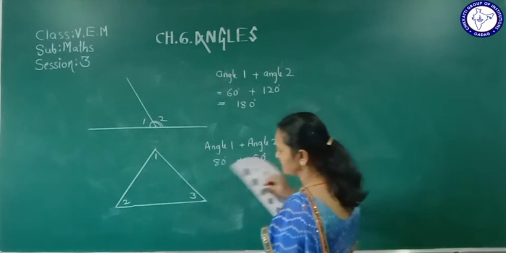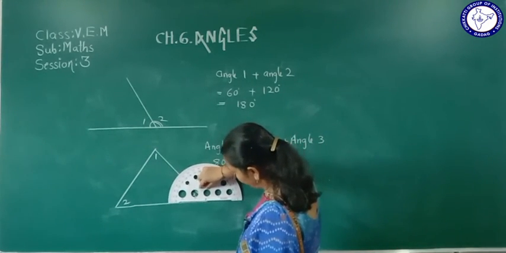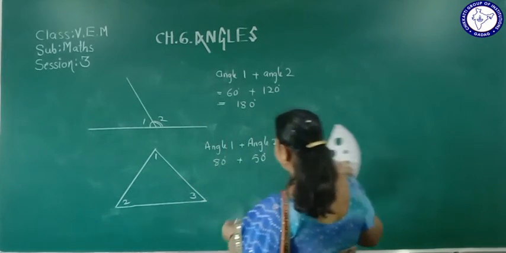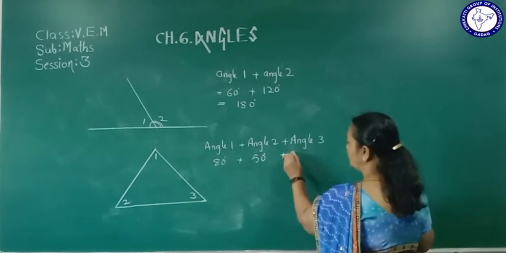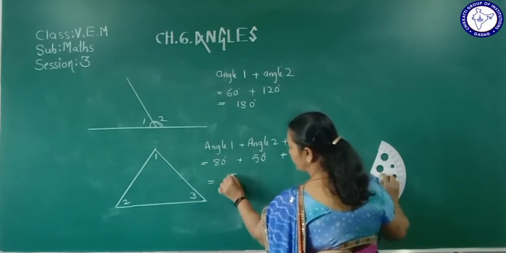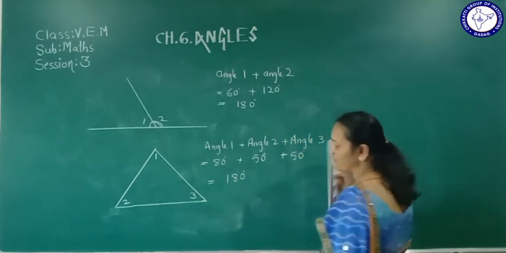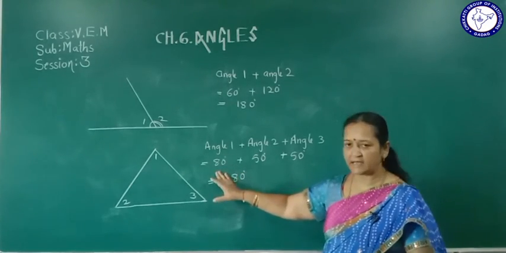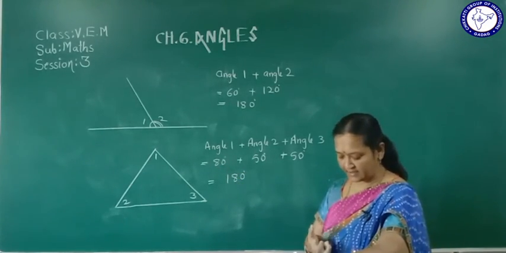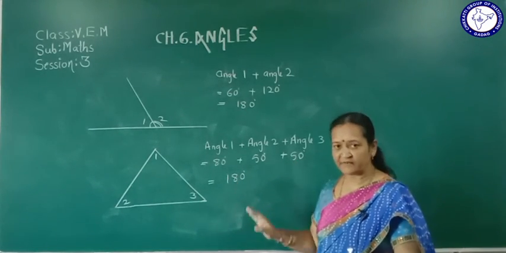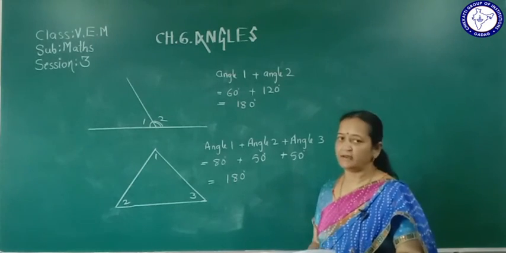Then let me measure angle 3. So keep on 3. Again we find 50 degree. All together it is 180 degree. If you find sum of all, 50 plus 50 it is 100, 100 plus 80 it is 180 degree. So here sum of all three angles of a triangle is 180 degree.